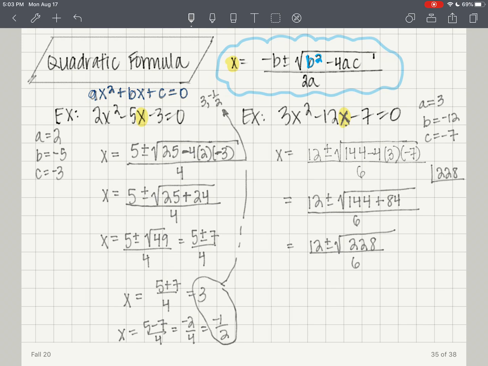228 is going to break down. 2 goes in there 57 times. And then we have a 3 and a 19. So we've got a pair of 2's. 12 plus or minus 2 times the square root of 57 all over 6.